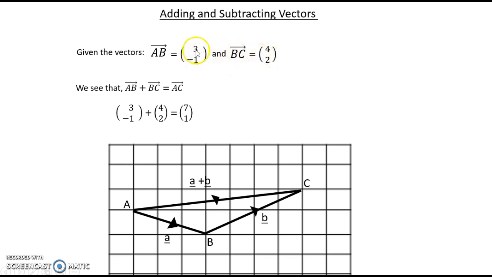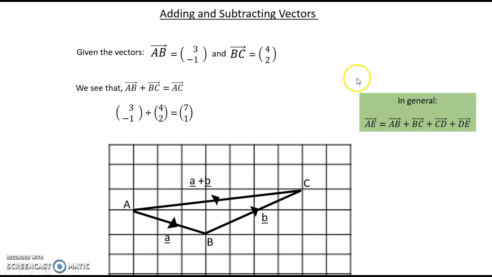So by moving 3 to the right and another 4 to the right, we end up moving 7 to the right. We are moving 1 downwards and 2 upwards. We end up moving 1 upwards in the final position. So addition of vectors just means what will be the final direction.